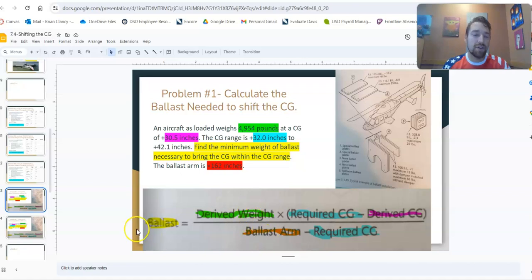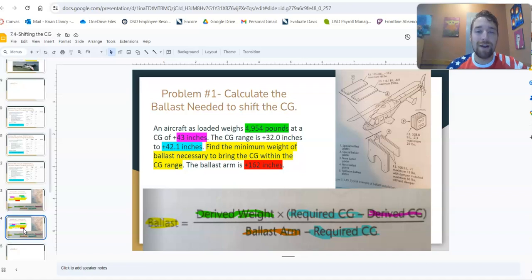You divide the two and you're going to get your required amount of ballast. So you take 7431 and you divide that by 130. And what I get for my ballast is 57.16 pounds. So you have to add an additional 57.16 pounds minimum in order to get the CG within that 32-inch minimum. So that's basically how you do it. Now why don't you go ahead and do the next one on your own.